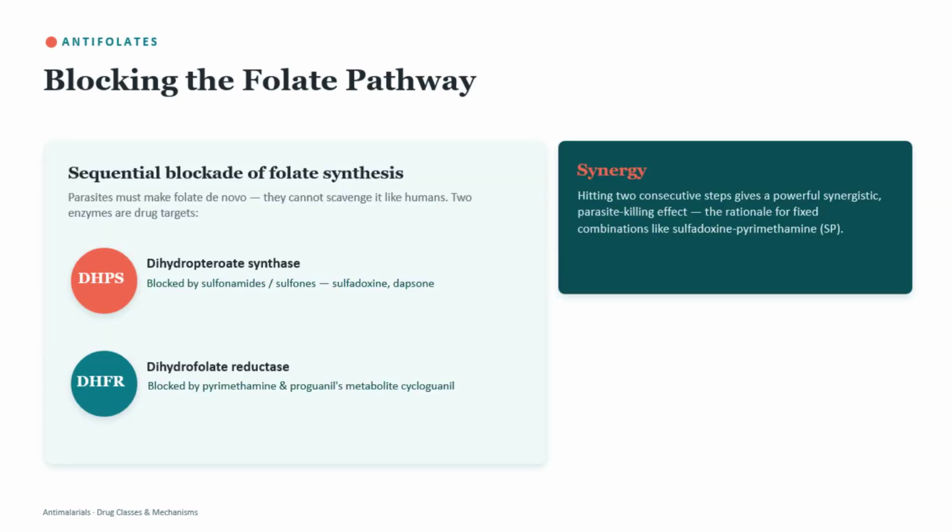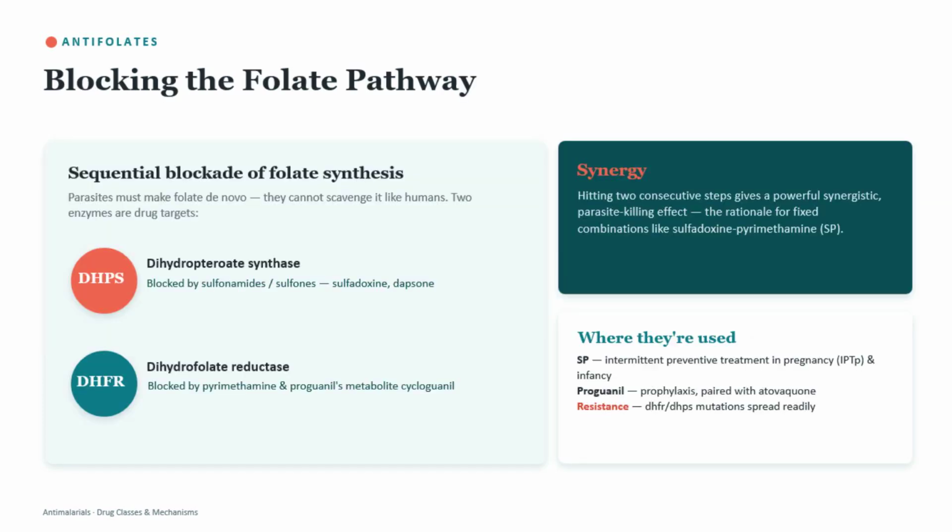Now let me walk you through the antifolates. These target folate synthesis, which the parasite has to make de novo. It can't scavenge it the way we can. There are two enzymes I want you to remember: DHPS, blocked by sulfonamides and sulfones like sulfadoxine, and DHFR, blocked by pyrimethamine and proguanil's metabolite cycloguanil.